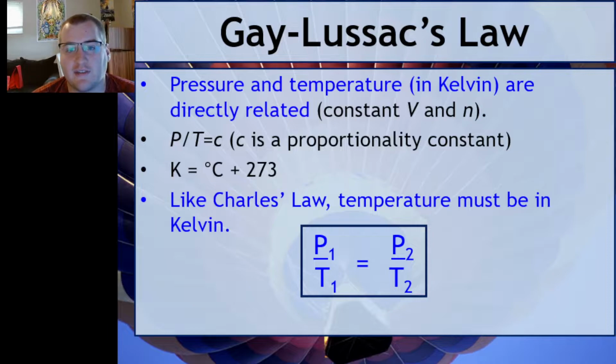Okay, so just like the last time, this one involves temperature, so we also do need to put it in Kelvin, don't leave it in Celsius. But our equation this time is pressure P1 over T1 equals P2 over T2. So let's look at an example.